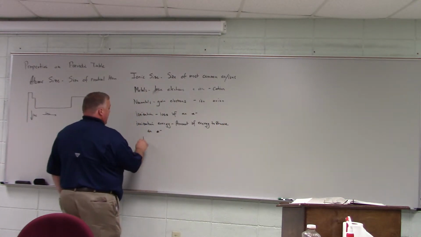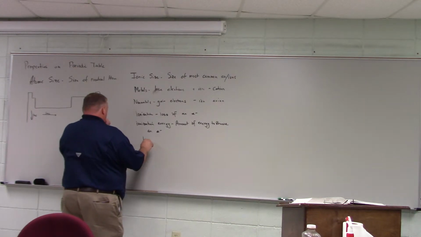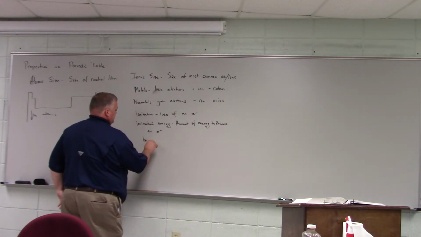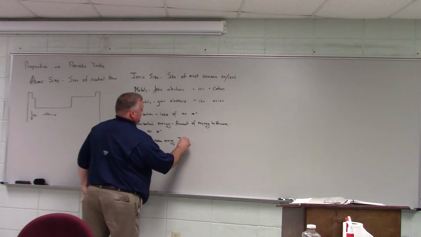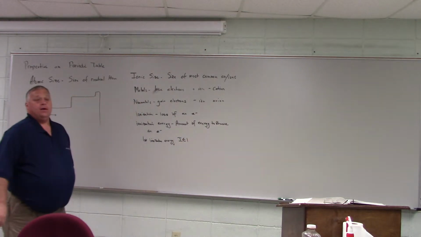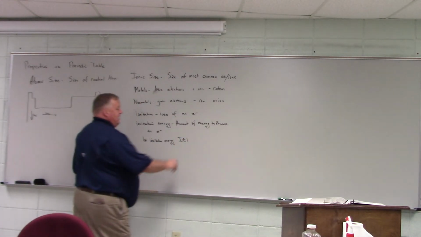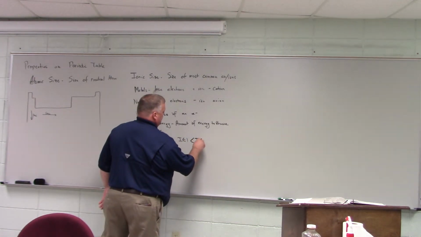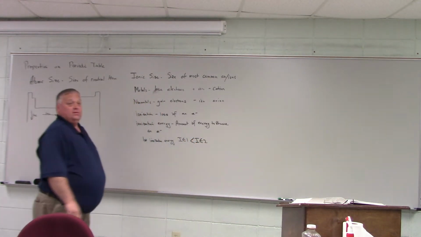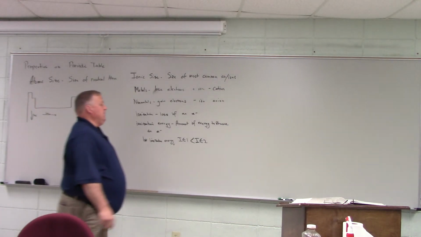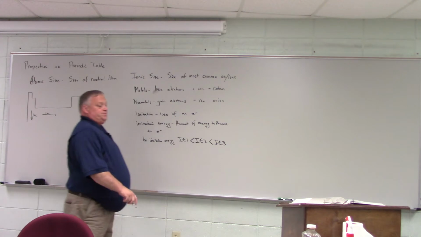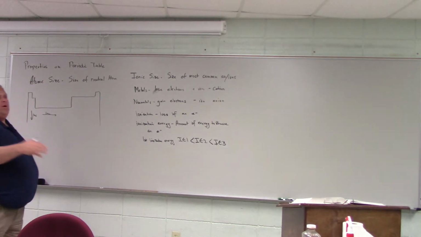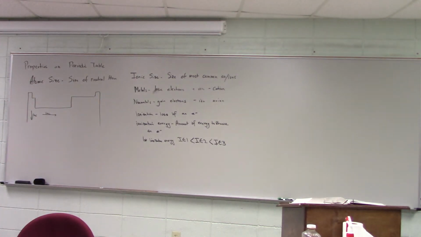Okay, so the first ionization energy, we're going to call ionization energy 1. Okay? Ionization energy 1 is less than ionization energy 2. Because it takes more to remove the second one. And it's less than ionization energy 3. So, the more electrons we remove, the more energy it takes.